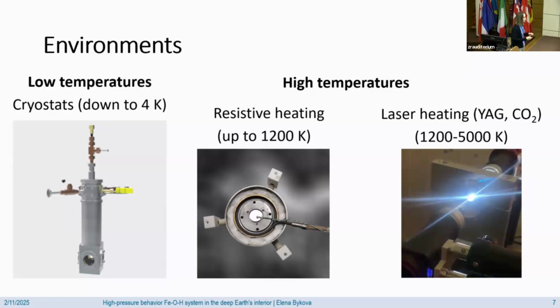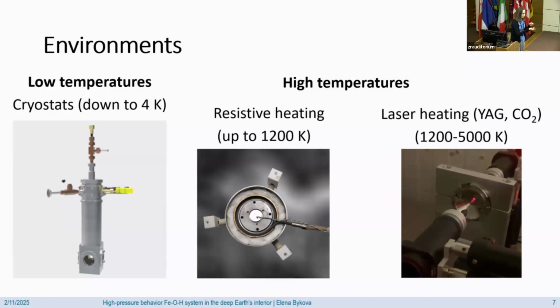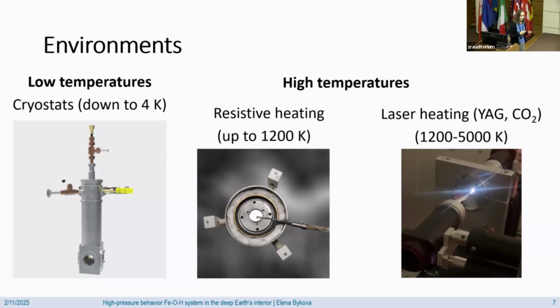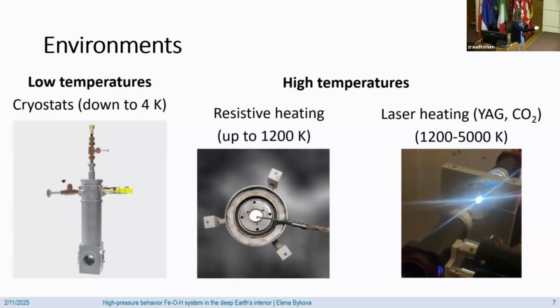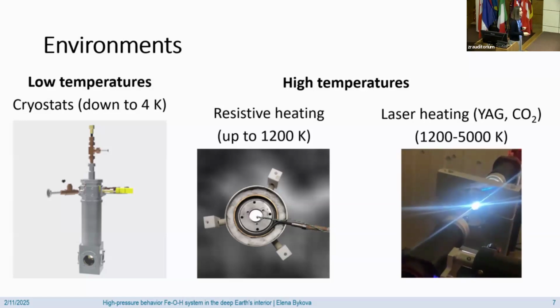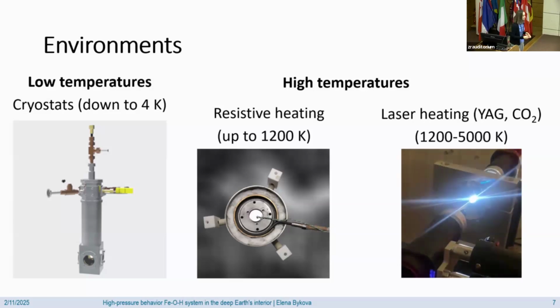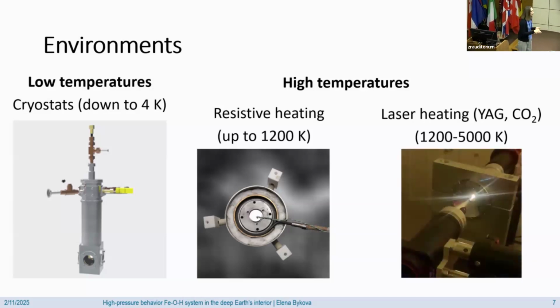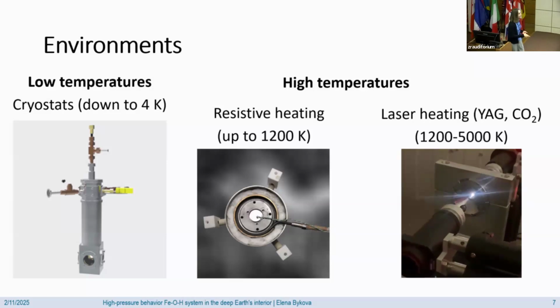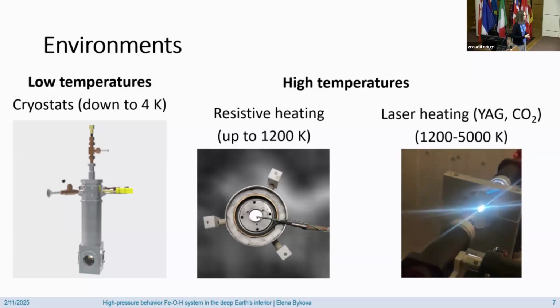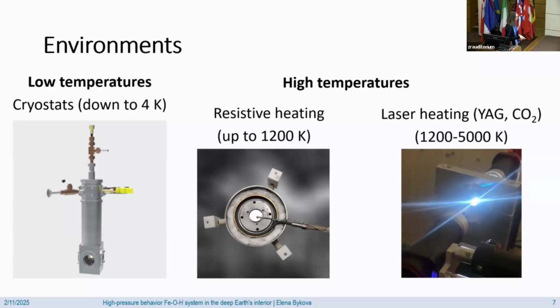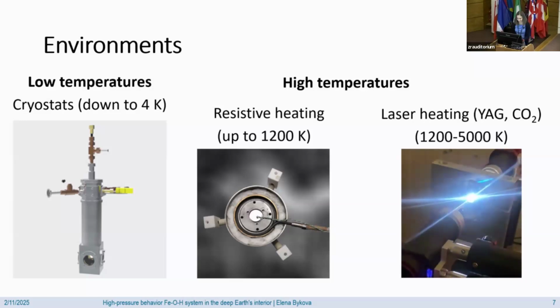Just use 2 infrared or CO2 lasers that have a spot of around 10 microns, the size of your sample. And then you apply the laser power from the upstream and downstream sides, and then the sample can heat. And from the color of the emitted radiation, you can estimate the temperature. So this one was above 3000 Kelvin, I guess.